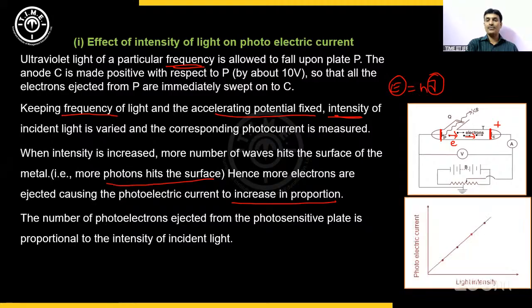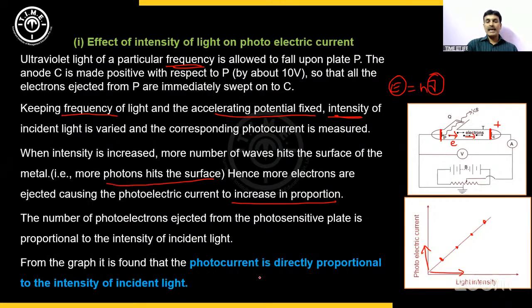The graph here represents the relation between photoelectric current on the y-axis and intensity of light on the x-axis. With increase in intensity, the photoelectric current also increases linearly. It is a linear relationship. So from this we can say that photocurrent is directly proportional to the intensity of incident light. More the intensity, more is the photoelectric current.